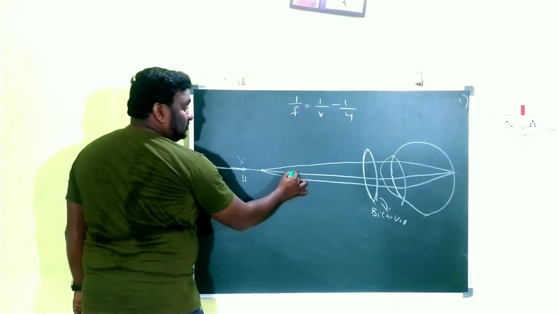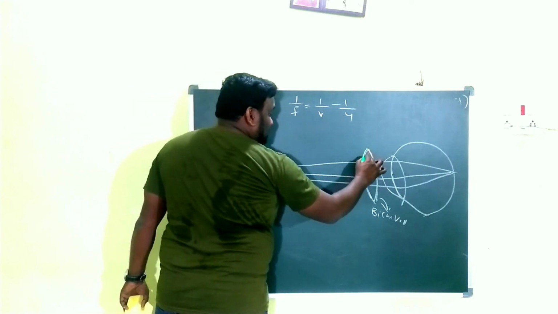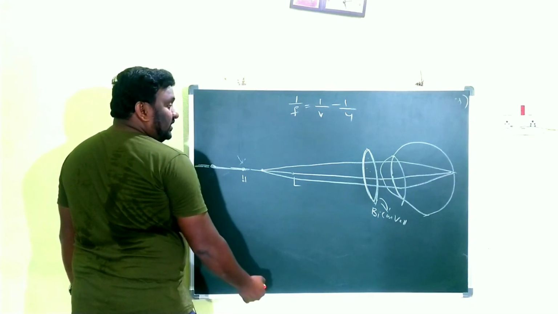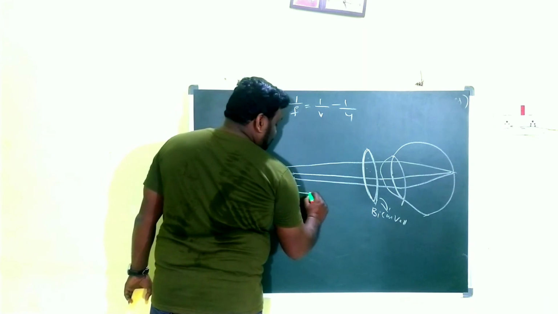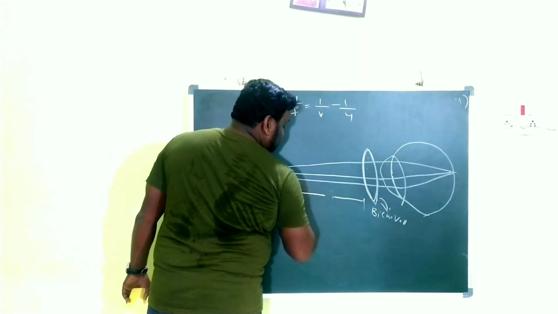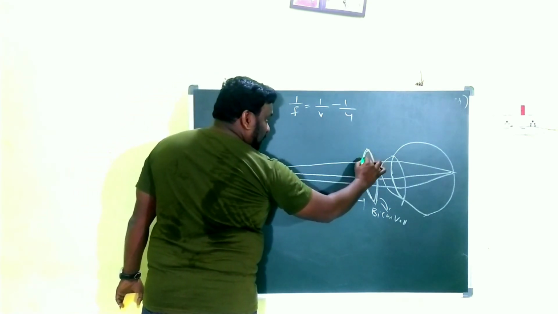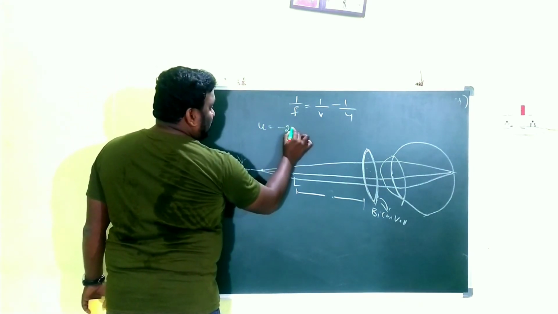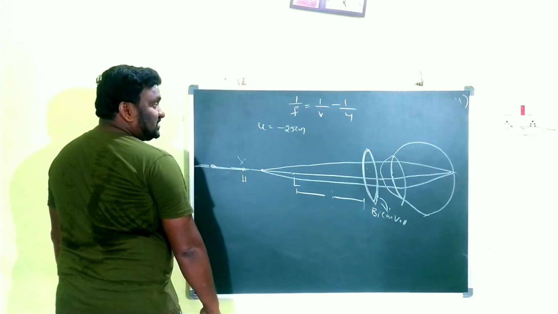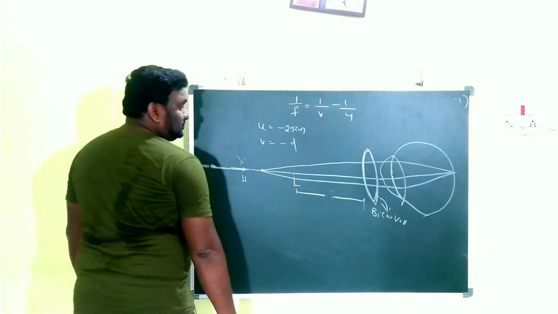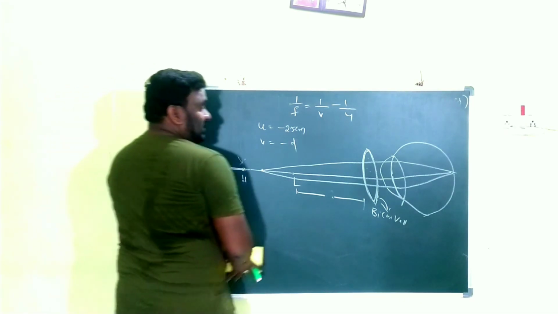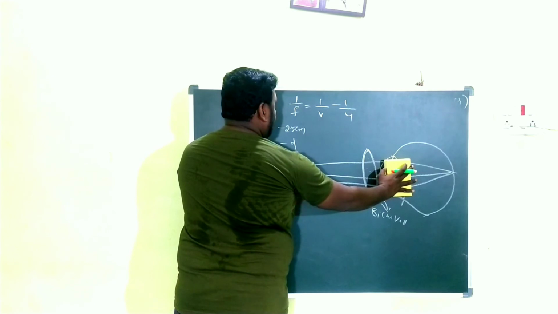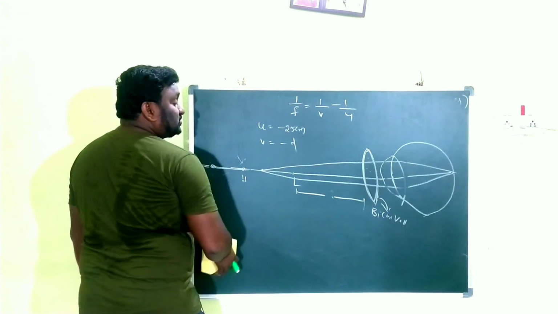if the convex lens can form the image at L, then here, obviously, this is D, this is L, and this is the convex lens. In this case, I am taking u is equal to minus 25 centimeters, and v is equal to minus D. Simply, if there is no eye lens, for this lens, the value of the least distance is minus 25, and v is equal to minus D.